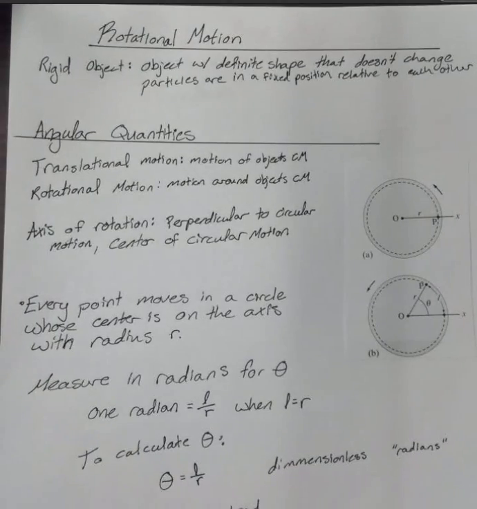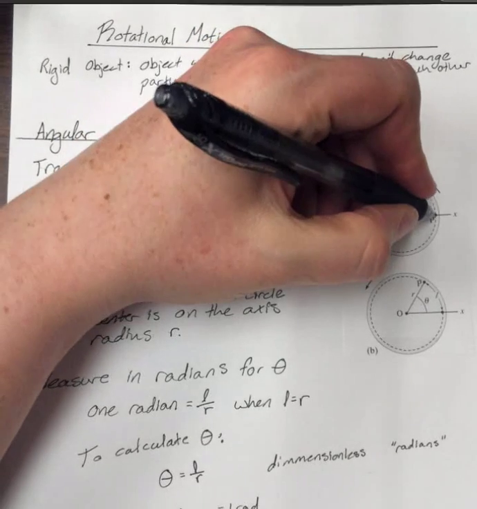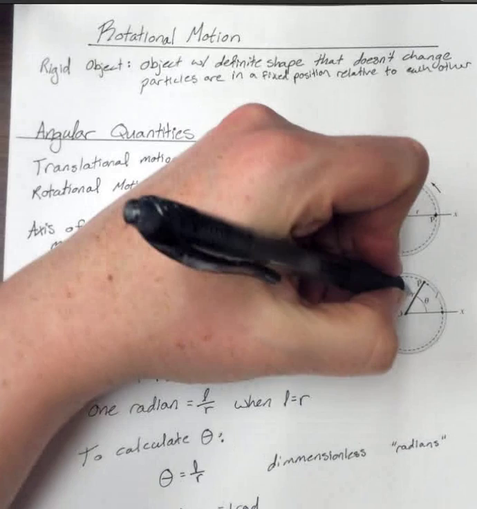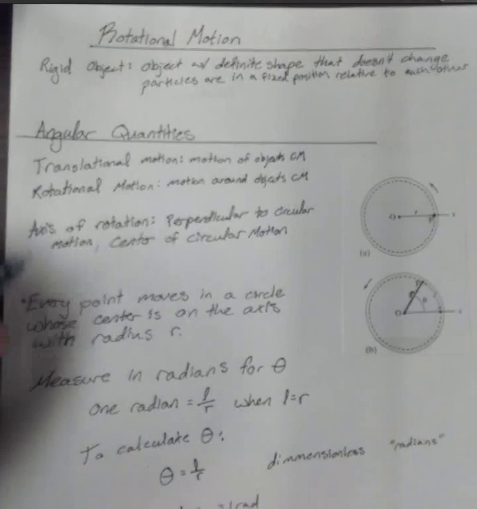Every point in rotational motion moves in a circle whose center is on the axis of rotation, and we call the distance between any point that moves around and the axis of rotation the radius. And that will always be the case. The radius doesn't have to be at the center of an object.